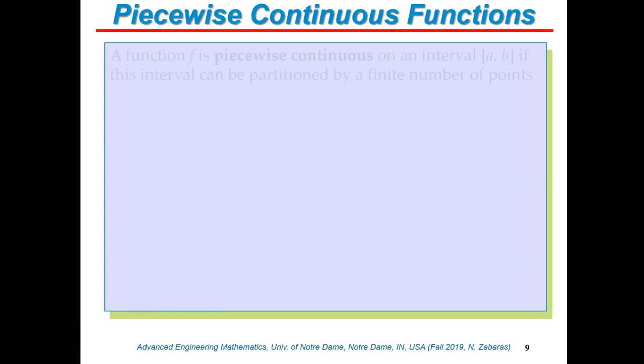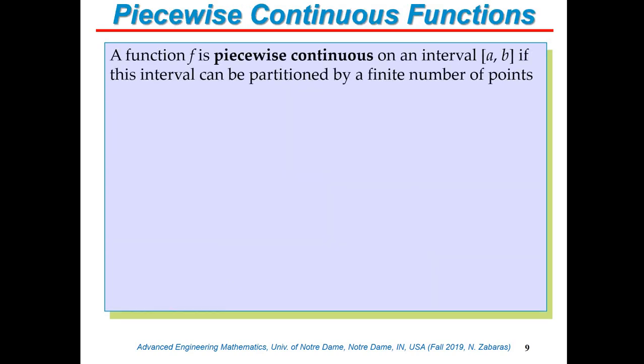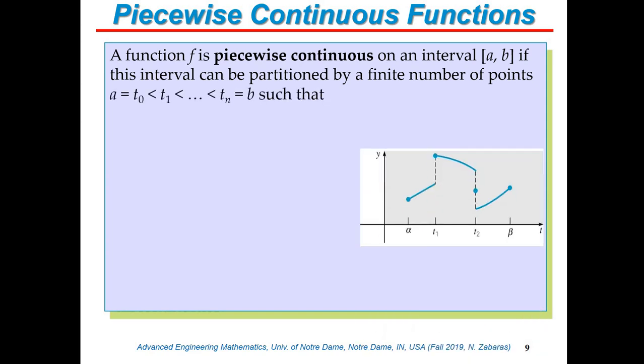So in preparation for introducing the Laplace transform, let me define a piecewise continuous function in some interval AB. Here is a typical example of a function that, as you can see, is continuous piecewise, but has a finite number of discontinuities, for example at T1 and T2. This function is called piecewise continuous. So it's continuous in each interval.